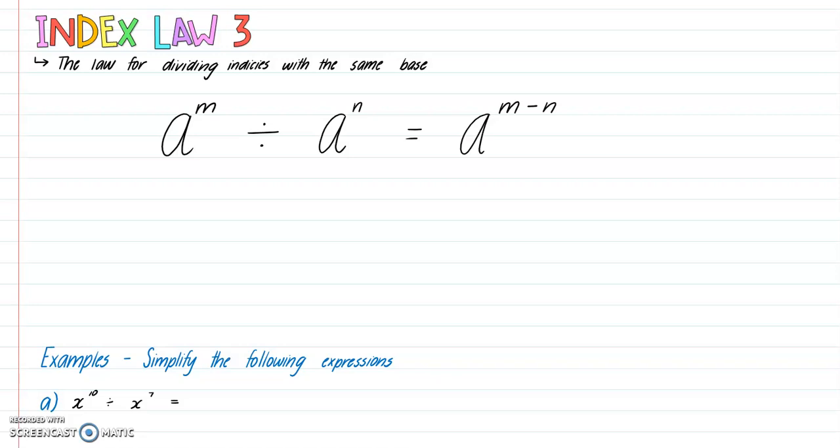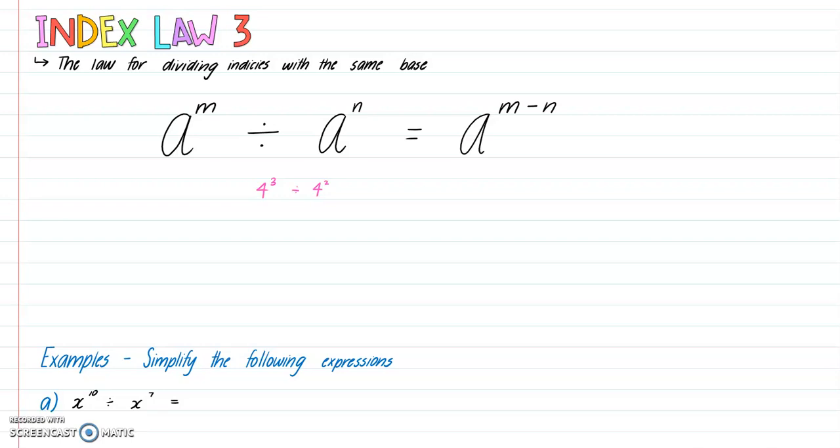So if you remember from index law 1, when we multiplied the two terms, we added the exponents, but in law 3, when we divide the two terms, we minus the exponents. So let's have a look at an example to prove that this law works. If we have the expression 4 cubed divided by 4 squared, we're going to use this to prove the law works.